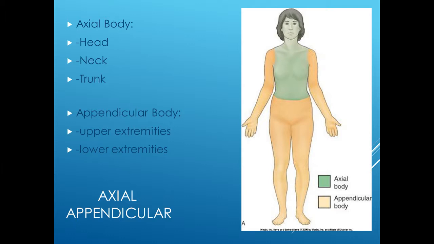Then the second part of the body is the appendicular body, and that has the upper extremities, meaning the arms, and then the lower extremities, meaning from the waist down, so it would be your hips and your legs as well. It also includes hands and feet. When I say arms, in this case, arms and hands, and then also legs and feet. You can see, because of the different colors here, the division between the axial and the appendicular parts of the body.